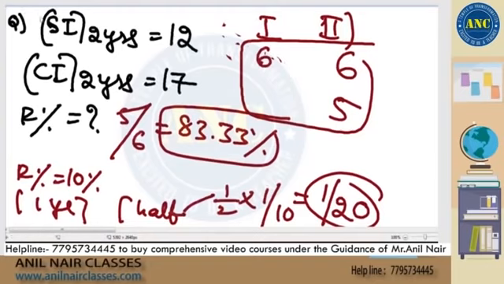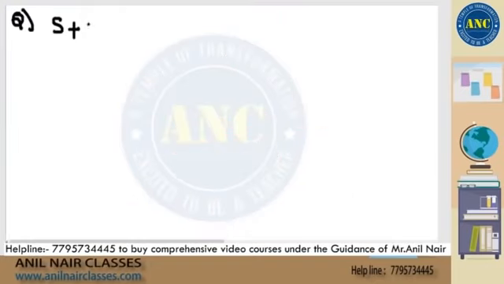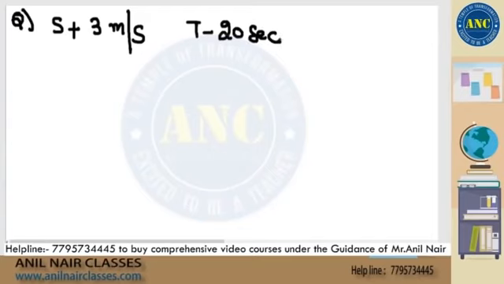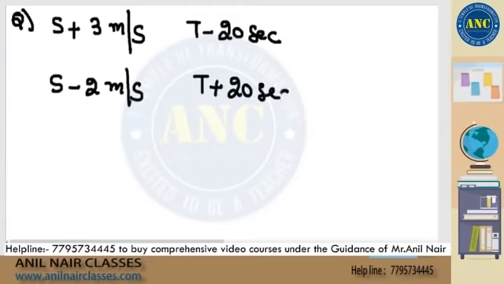Next few questions, please write down. Speed is increased by 3 meter per second. Time is decreased by 20 seconds. Listen carefully. Right? 20 seconds. Speed is decreased by 2 meter per second. Time period is increased by 20 seconds. Find speed, find distance and find time. Again listen carefully.